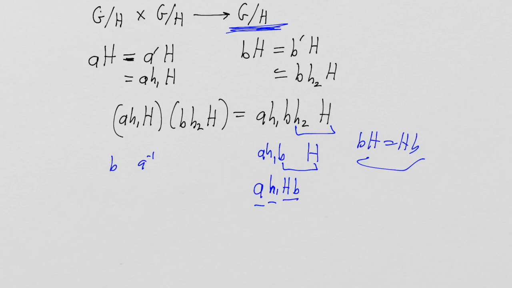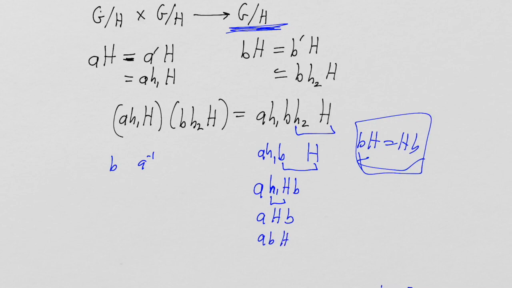And then I can write, well, H1H is just H, because H1 is a member of the underlying subgroup, right? So this becomes AHB, but then I use this fact again, and I restore it to ABH.